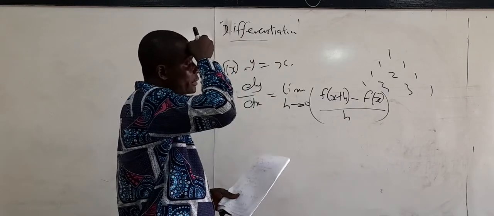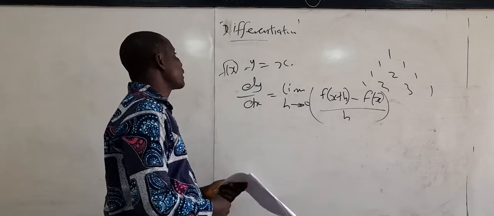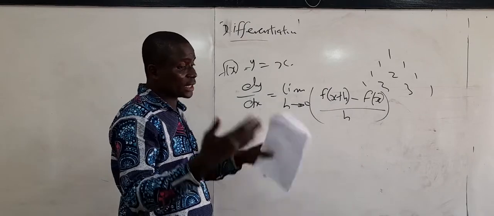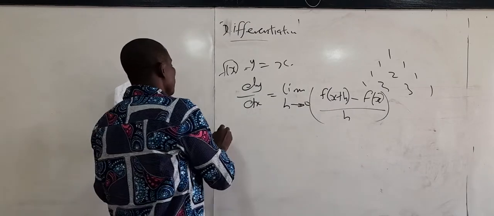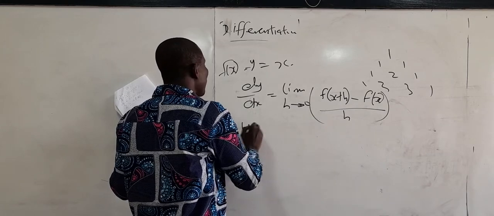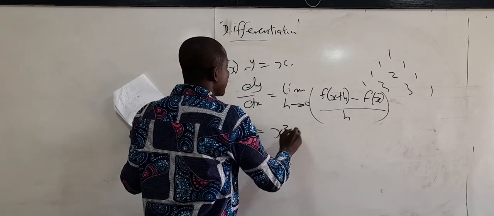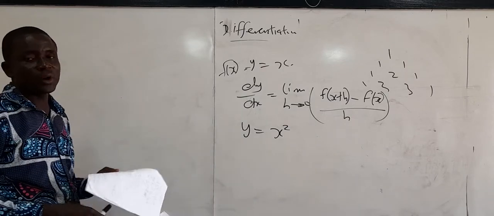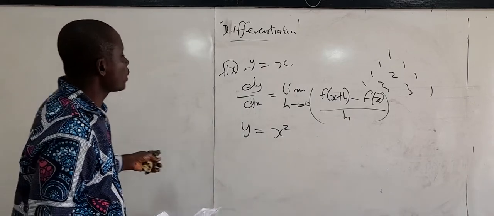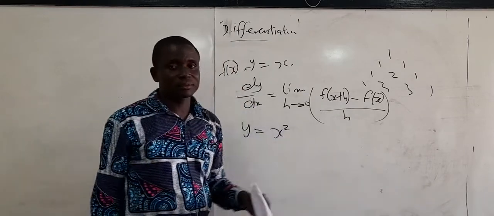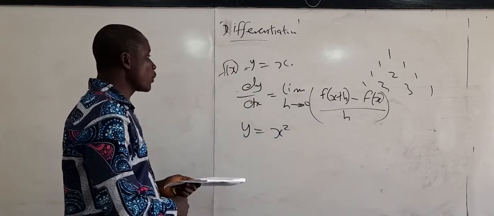So I want us to look at a typical example. But this is just the interface. You have to look at it from that. So let's see. Differentiate from first principles the expression y is equal to x squared. We are differentiating from first principle. If it were the ordinary way, we would have said it was 2x, then we are done. But here it's not going that way.